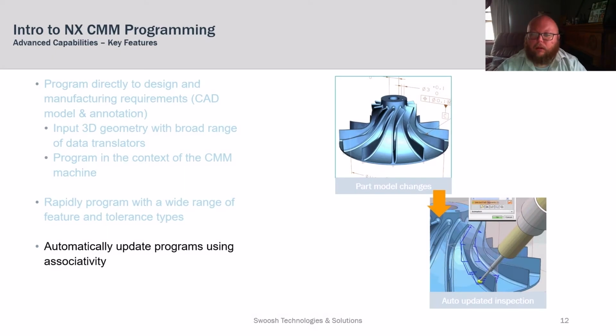And again, I want to stress that regardless of what method we work with here, all of these features and programs are going to be associative. So if we get a change from the customer and they provide us a new model, we just import the new model, reassociate that link, and we'll be able to update all of our CMM programs, really closing that end-to-end process.